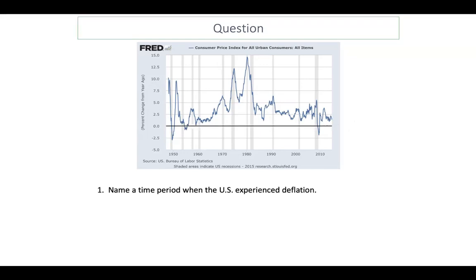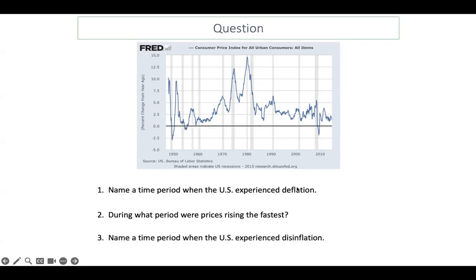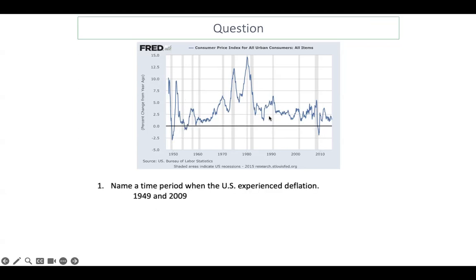So there were periods when the US experienced deflation, one here, one here. Prices were rising the fastest probably here in the 70s, this peak in the late 70s, early 80s. And then there were periods of disinflation, like here in the early 50s or here in the early 80s, where the inflation rate started to come down. Okay.